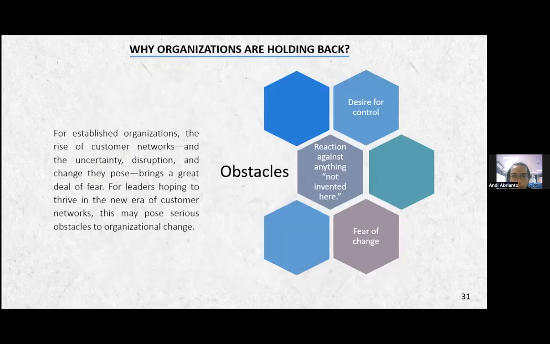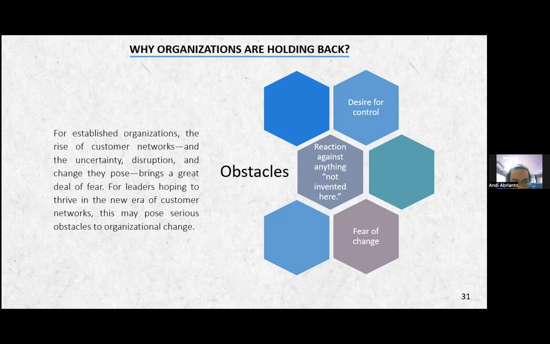Okay, now why are organizations holding back? While newcomers and startups see opportunities for new business and new relationships with customers, many older organizations see that their familiar ways of doing business are threatened. For established organizations, the rise of customer networks and the uncertainty, disruption, and change they pose bring a great deal of fear. For leaders hoping to thrive in the new era of customer networks, this may pose a serious obstacle to organizational change.